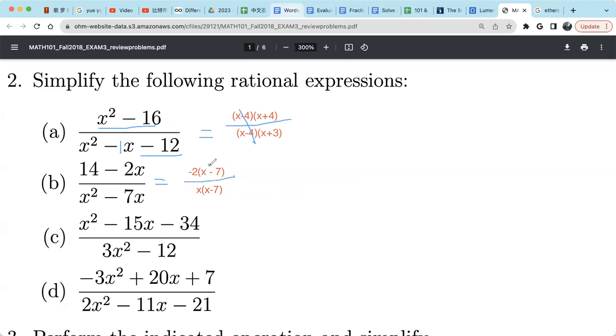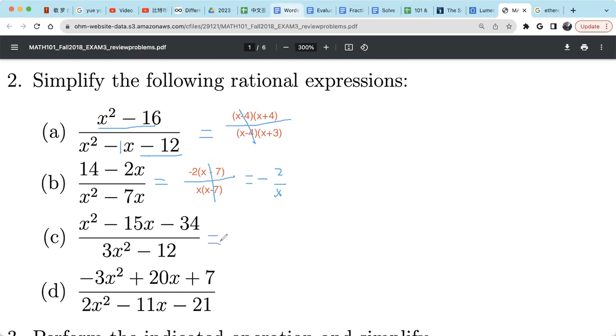So then we see x minus 7 divided by x minus 7, that becomes 1. So we get negative 2 over x. Right? Negative in the numerator or in the denominator, we usually write up front.